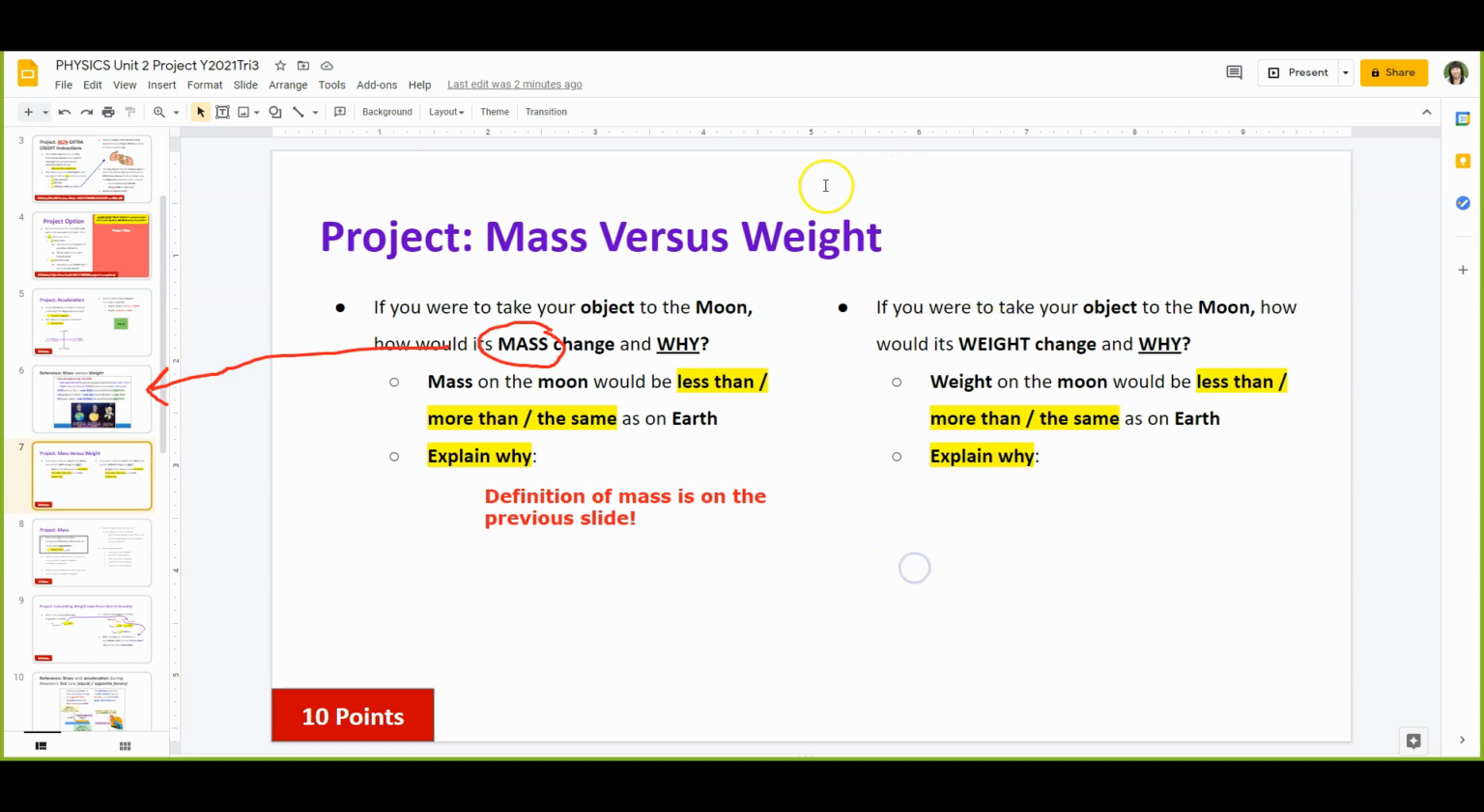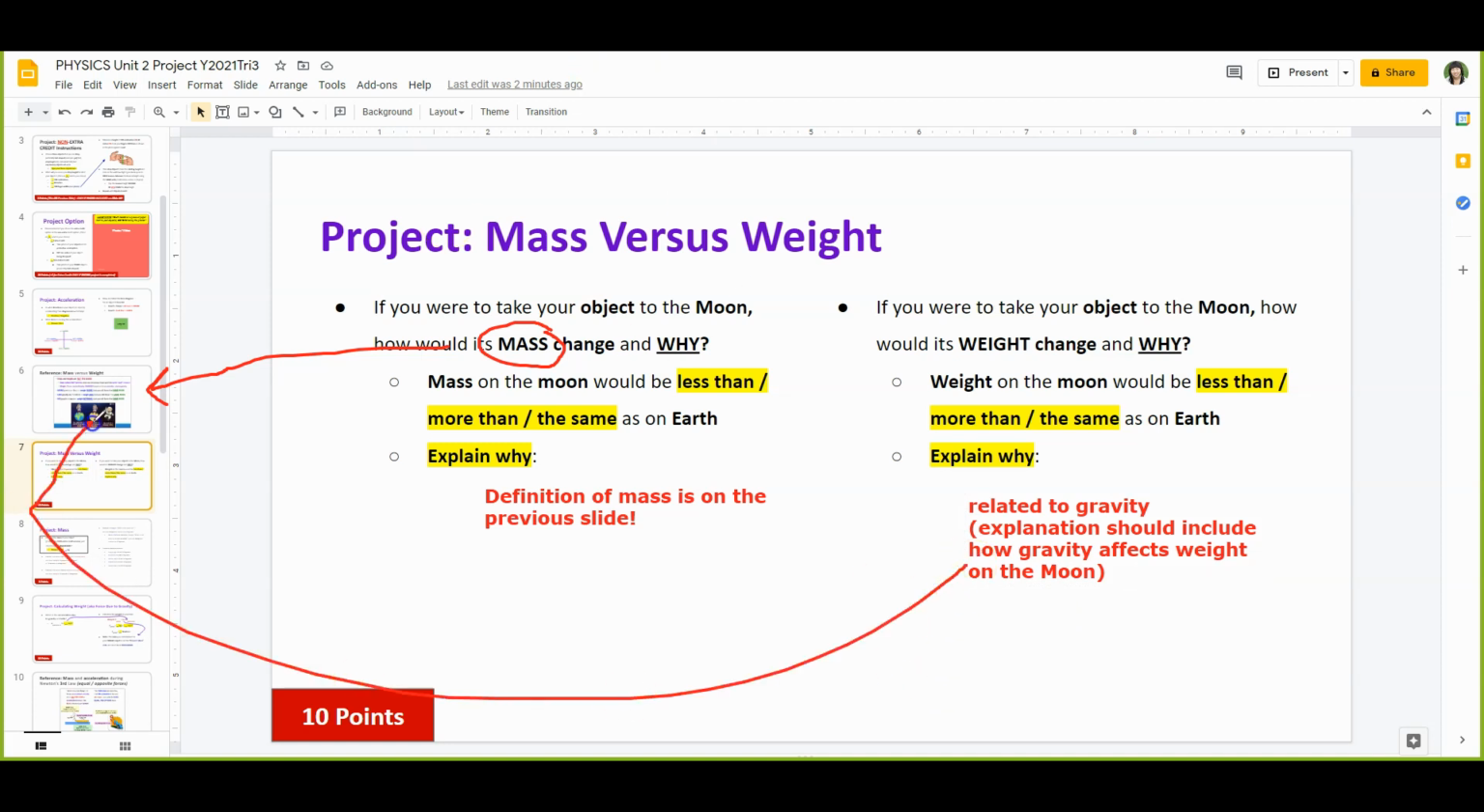Okay. If you were to take your object to the moon, how would its weight change and why? We just talked about weight, right, and how that changes on the moon. So you would say whether weight on the moon would be less than, more than, or the same as on Earth. Remember, weight is related to gravity. So your explanation should include how gravity affects weight on the moon. Okay, and again, that is what we just went over on the previous slide.